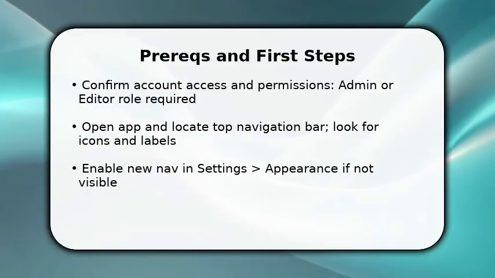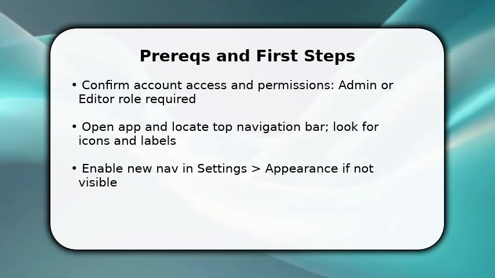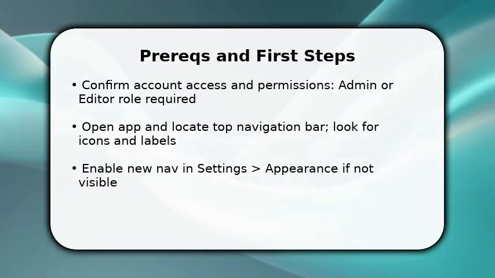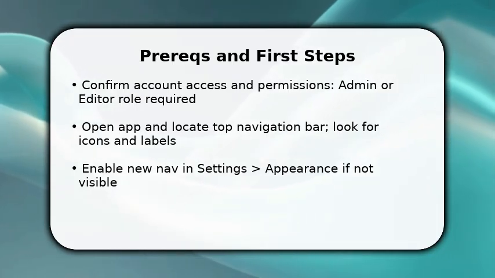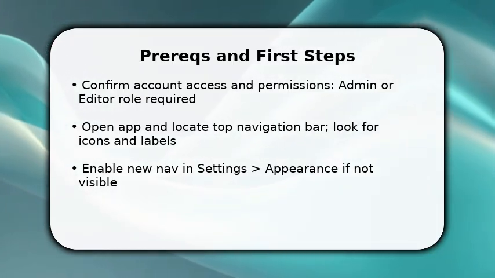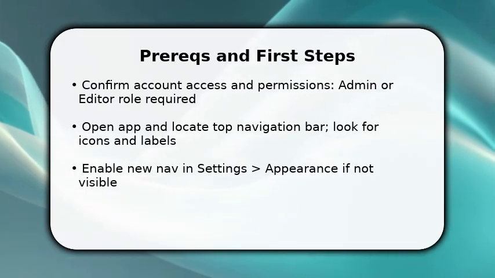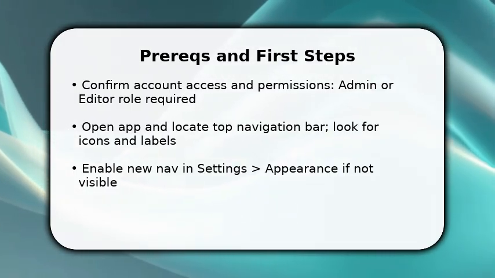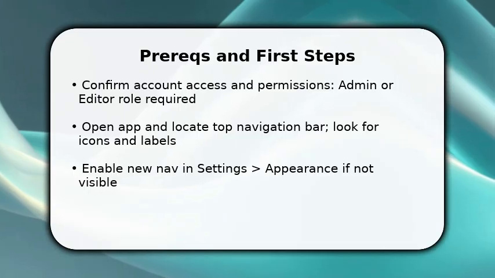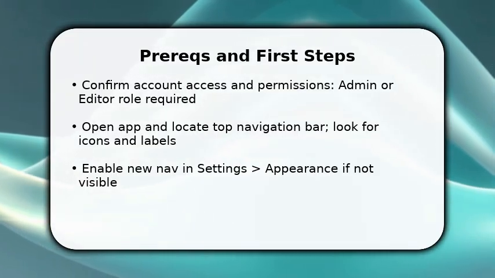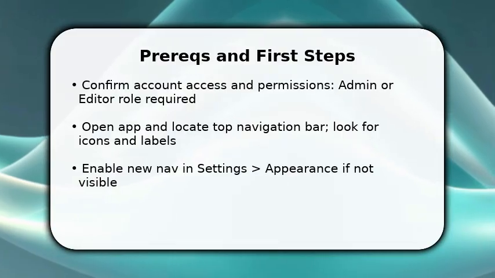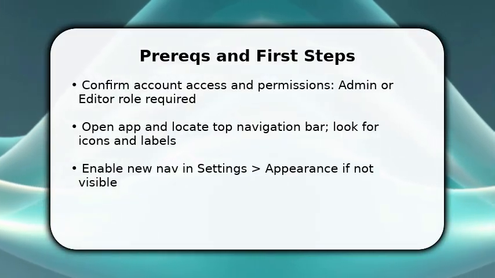You start by confirming you have the right access. Make sure you're an admin or editor so settings are editable. Once confirmed, open the app and focus on the top navigation bar area. You'll be looking for icons, labels, and a toggle for the new bar. Go straight to Settings Appearance and enable the new navigation if it isn't visible. Once done, familiarize yourself with the icon meanings and hover states so you can move through the next steps confidently.